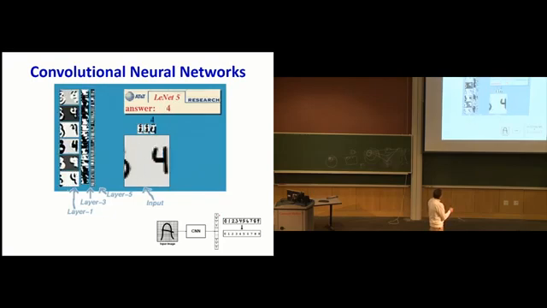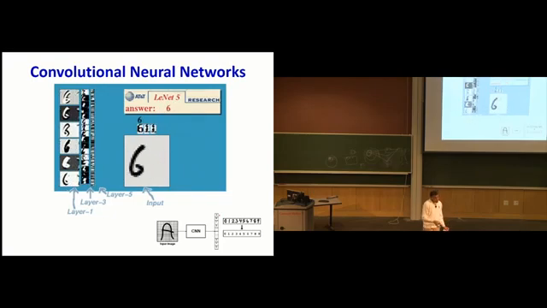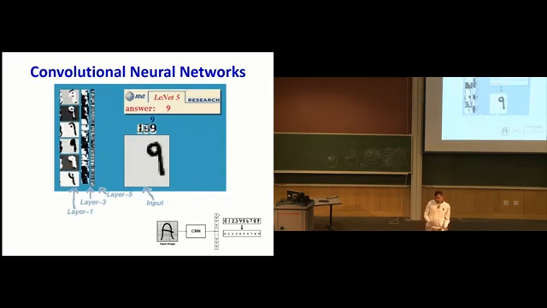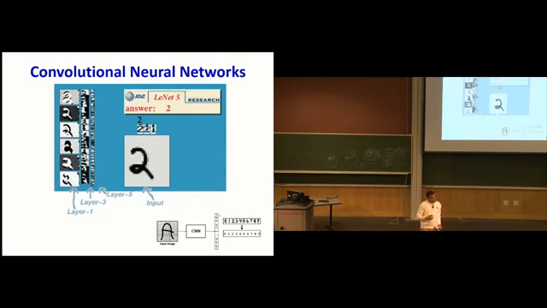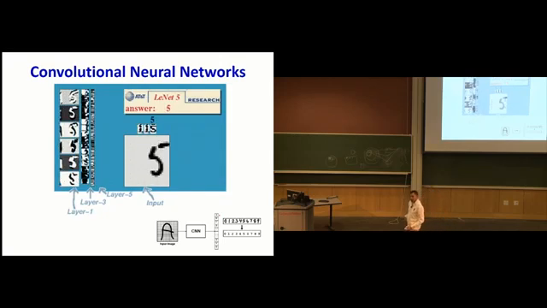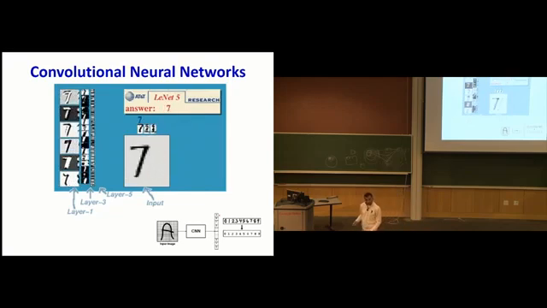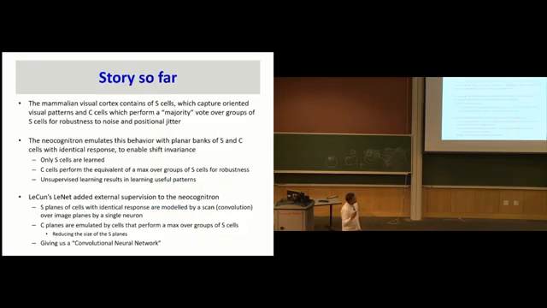You can see that as the input comes in, this is also position invariant, because you're scanning the entire input, and this kind of explains the grandmother neuron behavior, right? Now, the story so far: the mammalian visual cortex consists of S cells, which capture oriented visual patterns, and C cells, which perform a majority vote over groups of S cells for robustness to noise and to jitter.